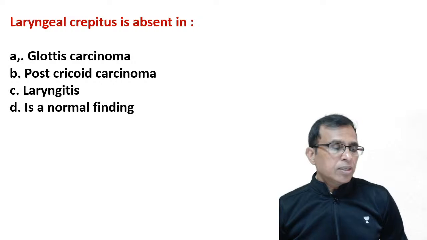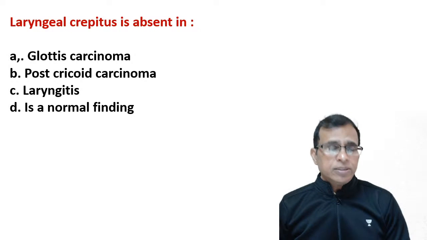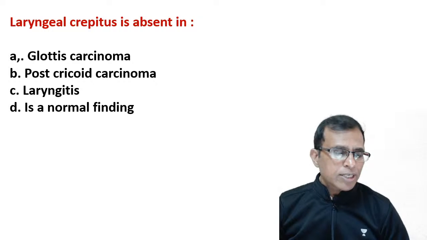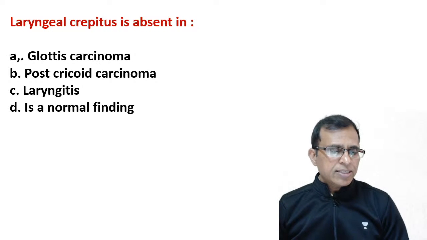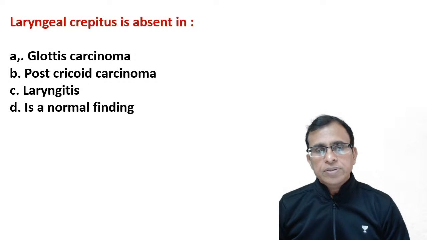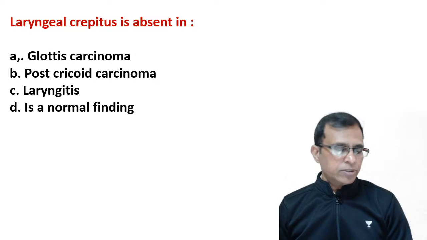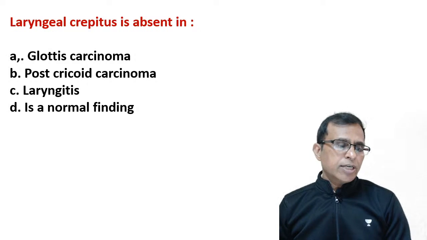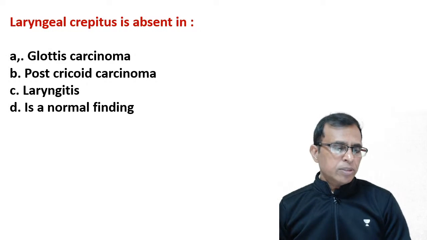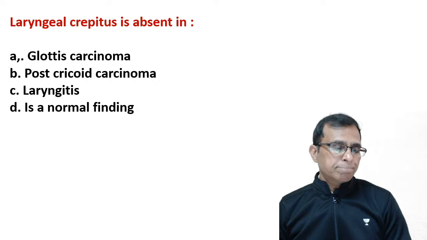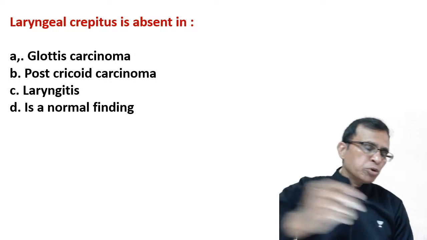Next one. Laryngeal crepitus is absent in glottic carcinoma, post-cricoid carcinoma, laryngitis is a normal finding. So in which of the following is laryngeal crepitus absent? Glottic carcinoma, post-cricoid carcinoma, laryngitis is a normal finding. And the correct answer is post-cricoid carcinoma.